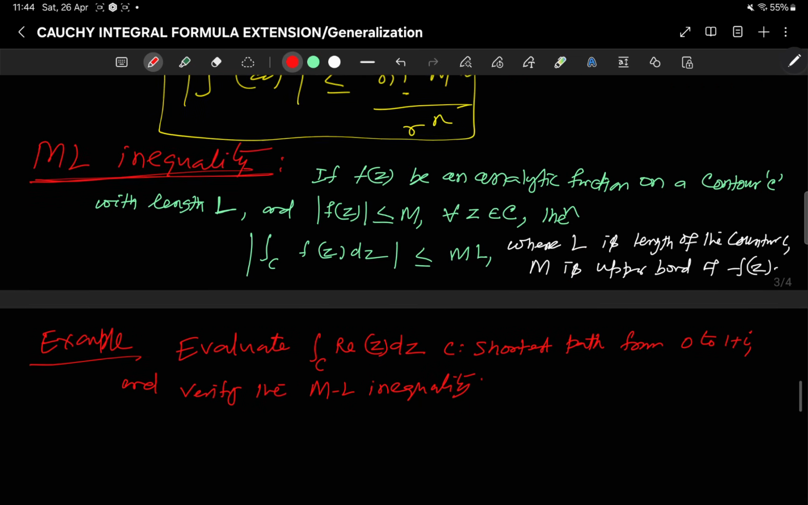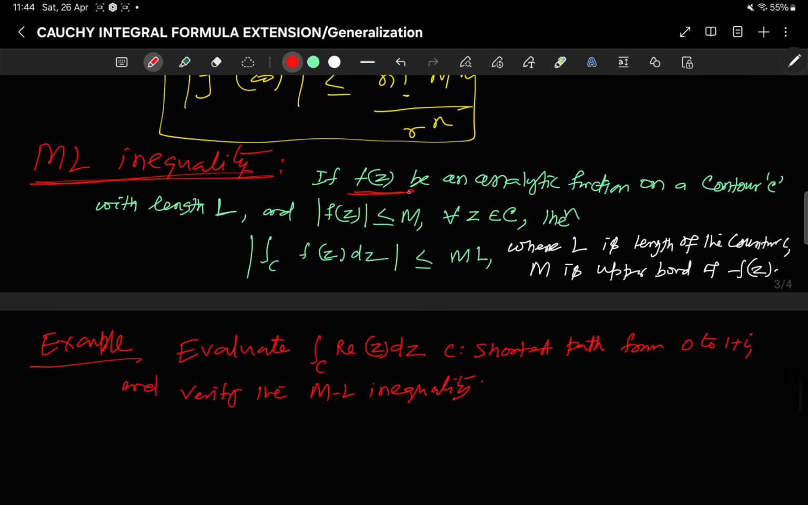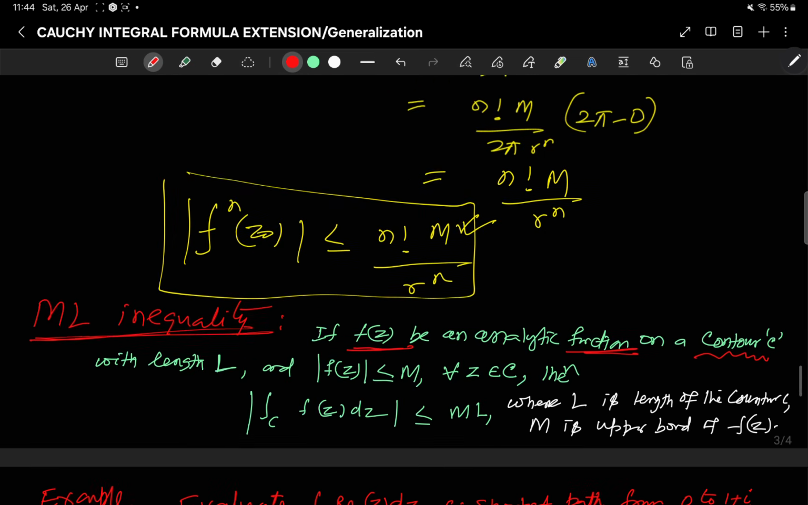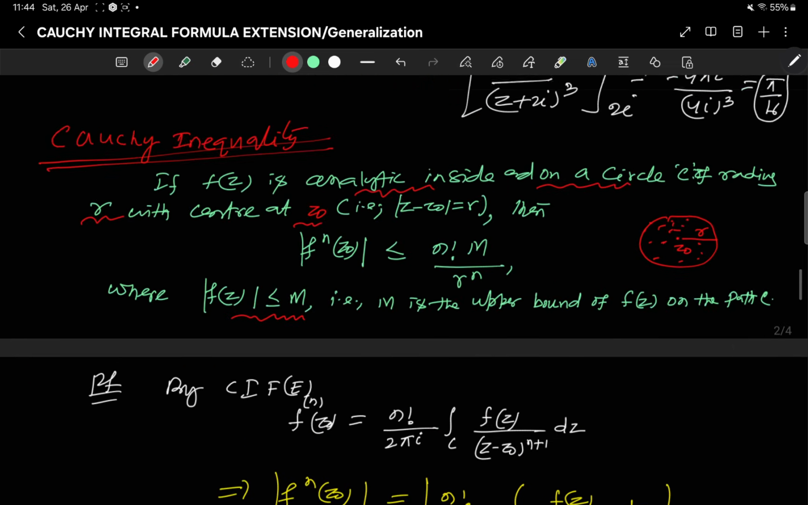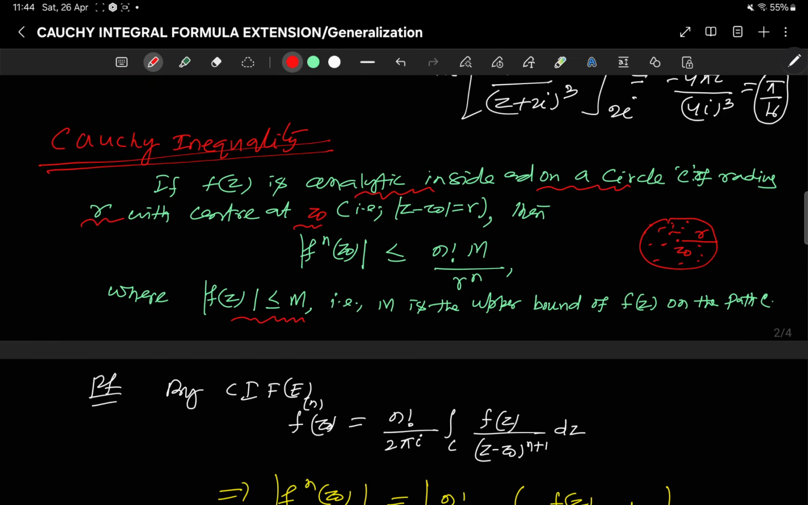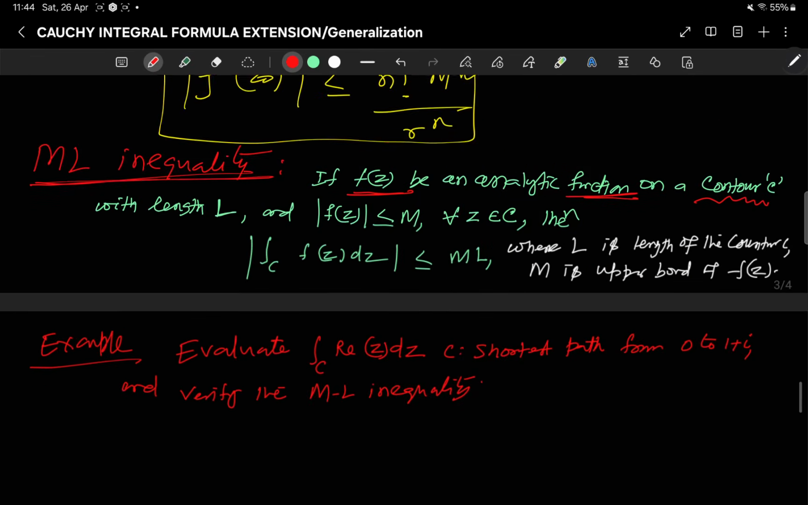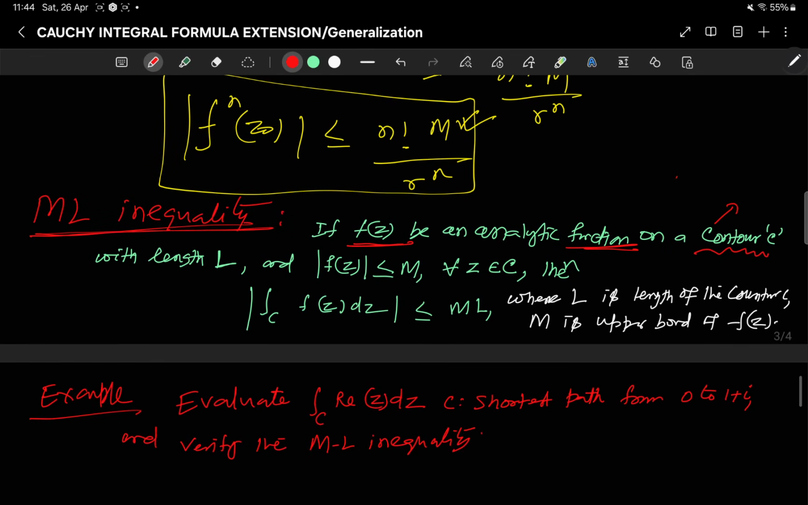Now coming to the ML inequality, let f(z) be an analytic function on a contour C, but here it is not necessary that the path is closed. Earlier we have seen the path is closed, but here the path is not necessarily closed. And let the length of this path be L, and M be the upper bound of the integrand f(z), then the modulus of this integral is less than M into L.